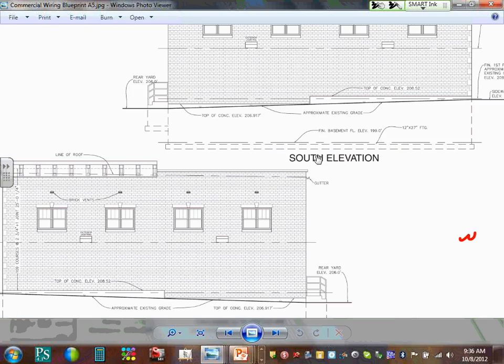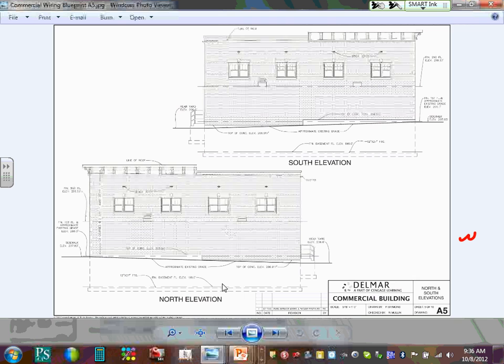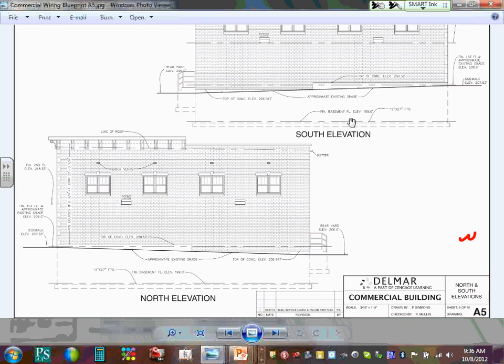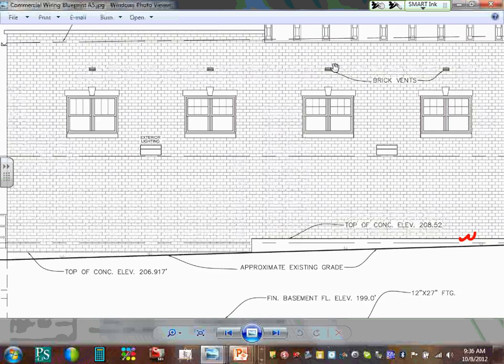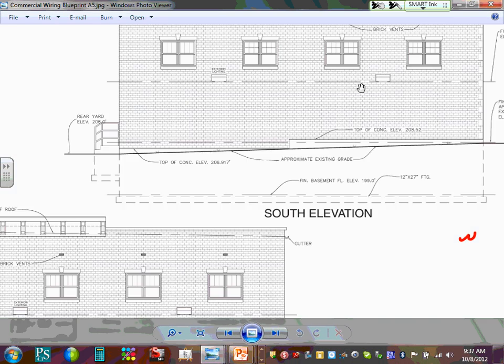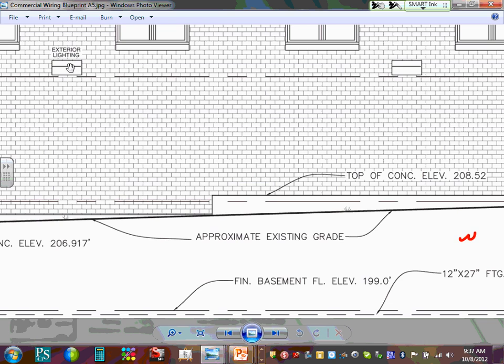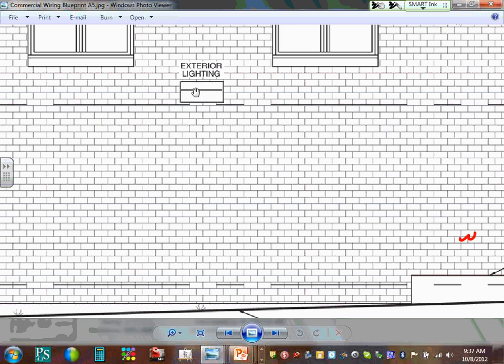A5 has different sections of the building, guys. They're giving different sections of the building, north elevation and south elevation. Same thing, how it's going to look in the north and south. Brick vents here, and this shows you, I think there are some lights here. I think these are exterior lights. Can you guys see that here? I'm zooming right into this one. It's exterior lights. So they showed where the exterior lights are going to be mounted.